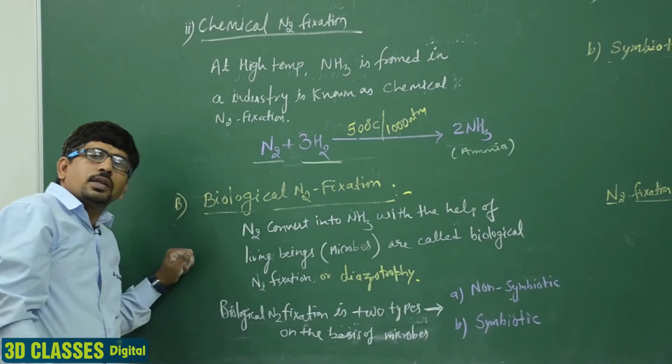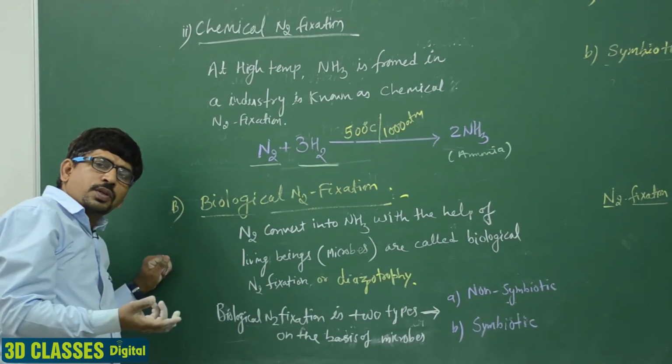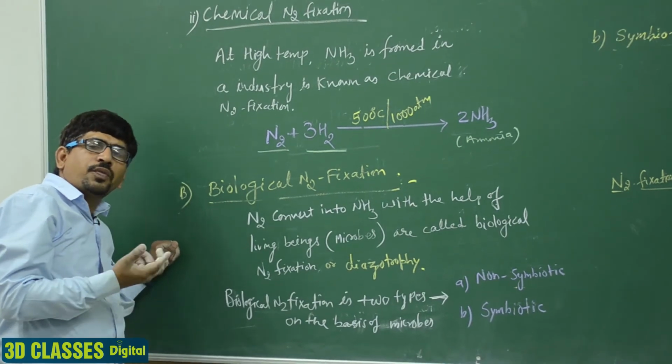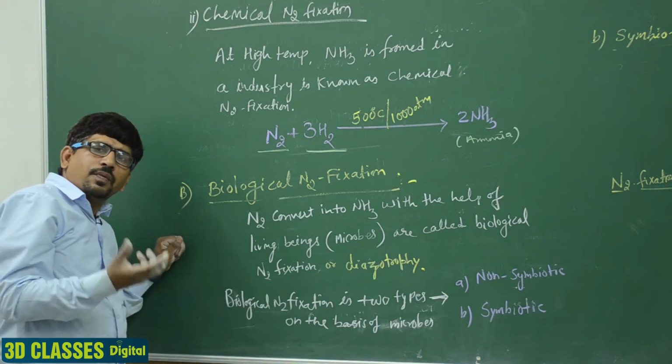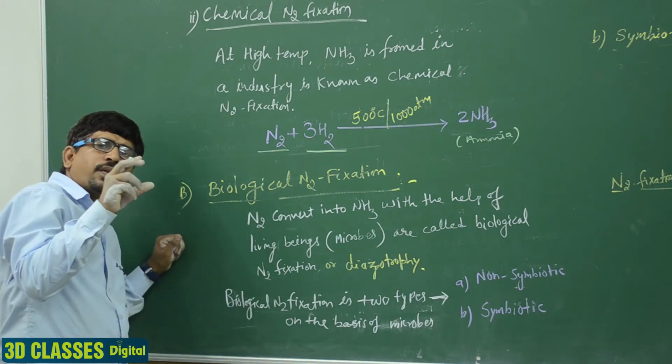In industry, the ammonia formation process is known as chemical nitrogen fixation. Ammonia is utilized in the chemistry lab. We have a brown bottle filled with ammonia.